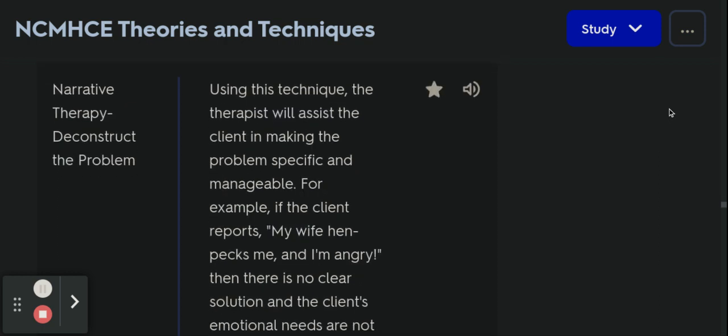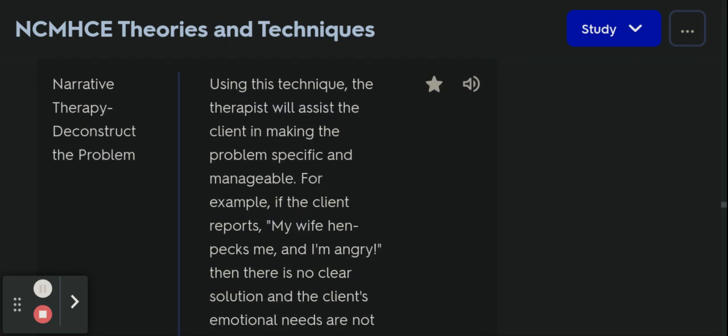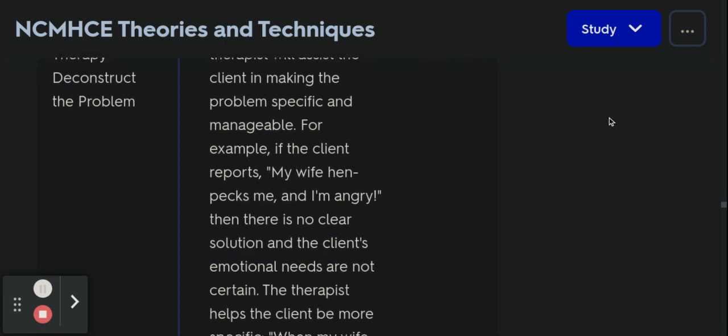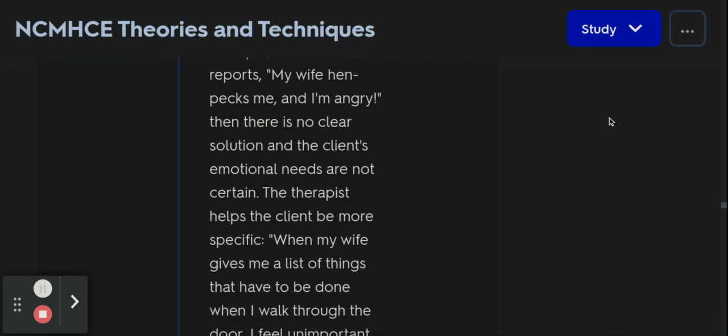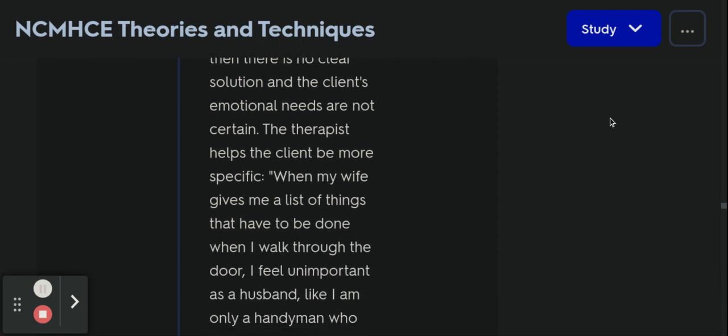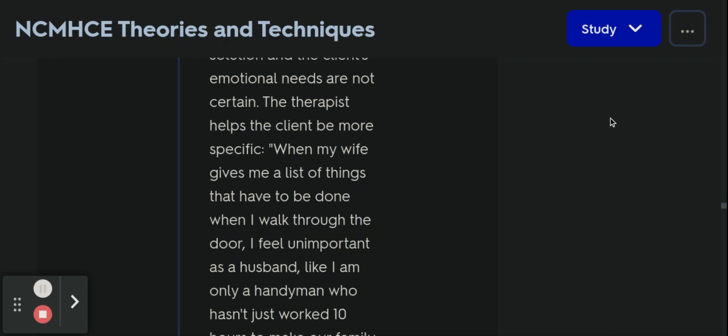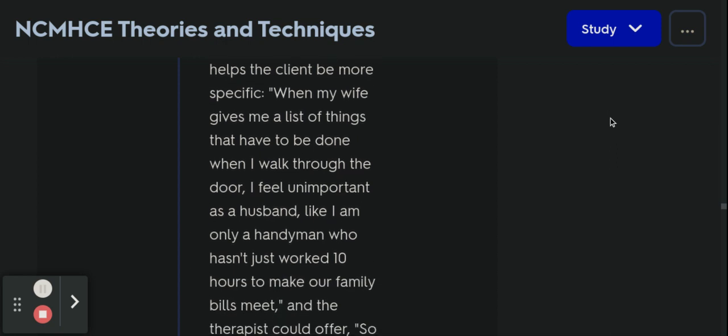Narrative therapy, deconstruct the problem. Using this technique, the therapist will assist the client in making the problem specific and manageable. For example, if the client reports, "My wife henpecks me and I am angry," then there is no clear solution and the client's emotional needs are not certain.